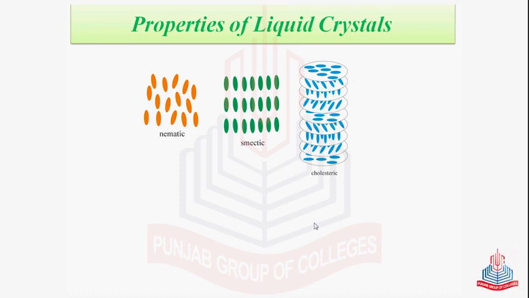So, the properties of the liquid crystals are intermediate between crystals and isotropic liquids. When we talk about the properties of the liquid crystals, हम ये कहते हैं कि liquid crystals have the properties of liquids, like they flow like liquids.